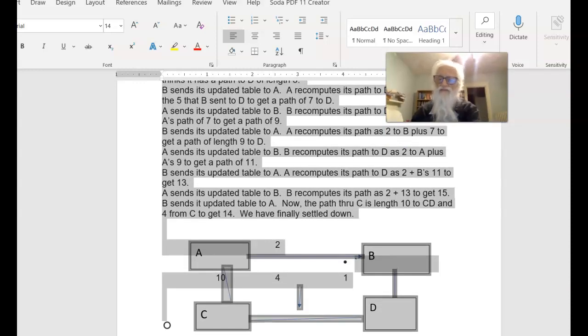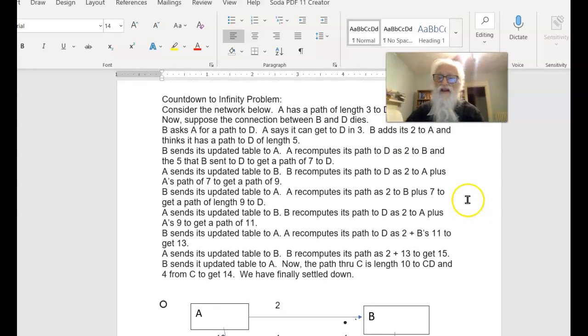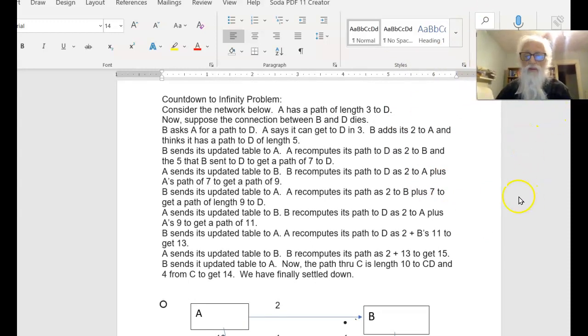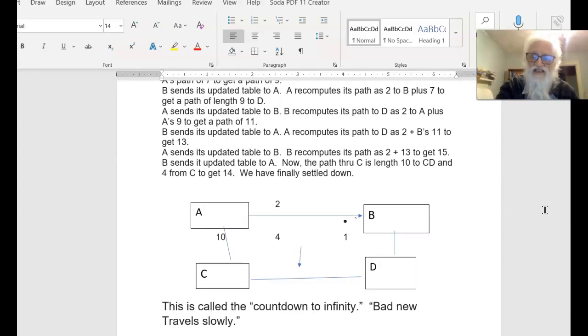Now I'm going to have something happen. What I'm going to have happen is that the connection between B and D dies. So we begin with the connection dying. This could happen. Now that means that B has no way to D. So B says, all right, I will ask my neighbors how to get to D. And B sends a request to A, how to get to D. Now A has a path to D.